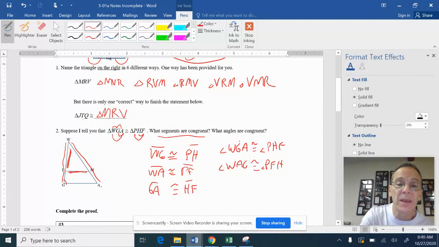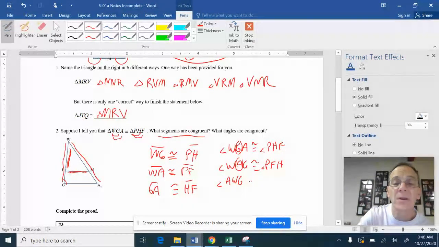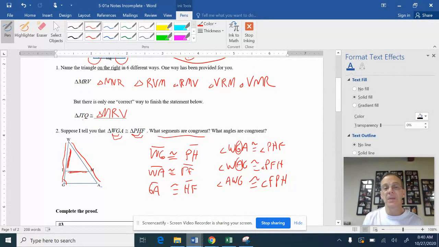So far I've named angle G, angle A, and now I need an angle with the W in the middle, so angle AWG will do, and that is AWG, third letter, first letter, second letter. So in triangle PHF, I got to go third letter, first letter, second letter, FPH, congruent to angle FPH. Okay? And there are no other angles that we can say are congruent.